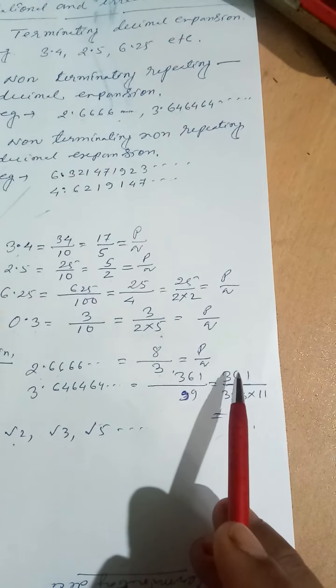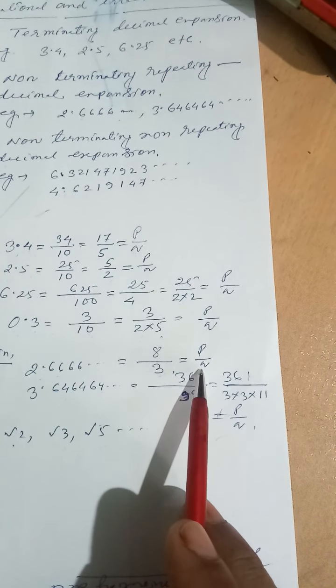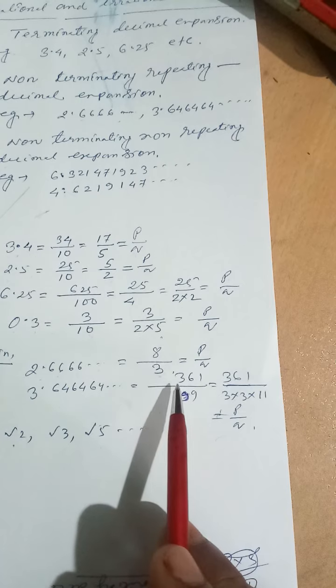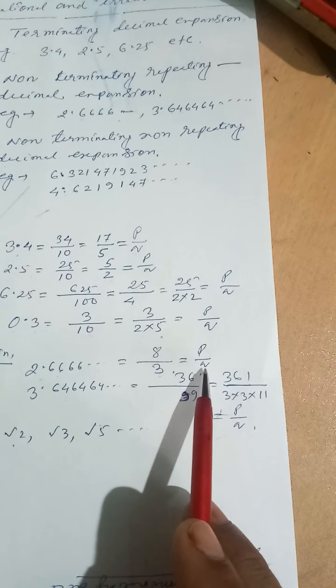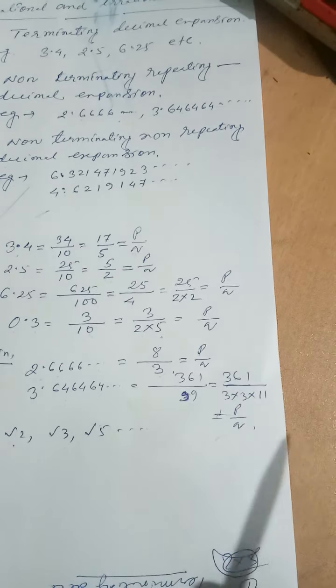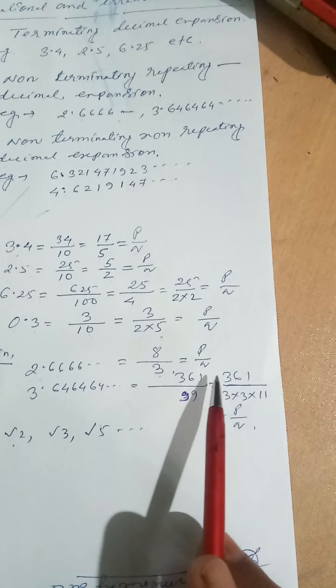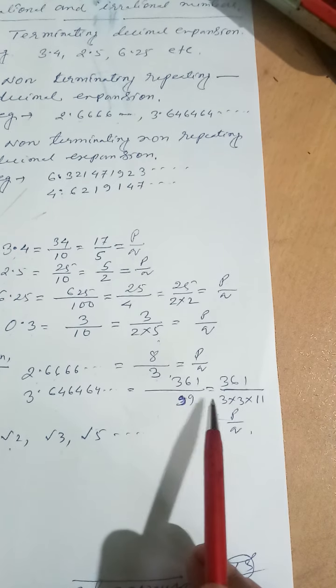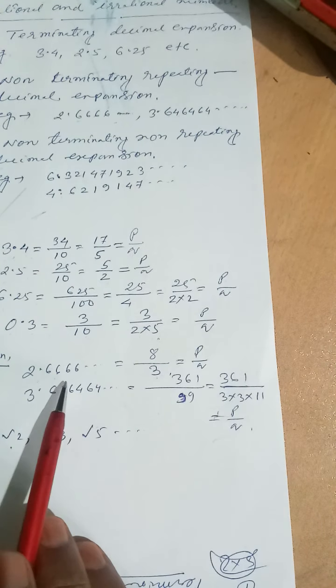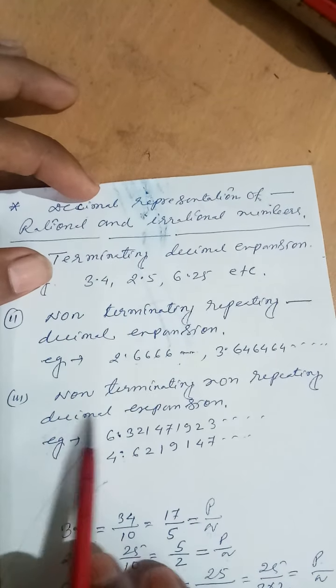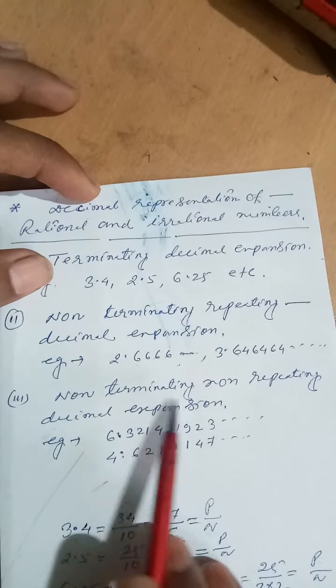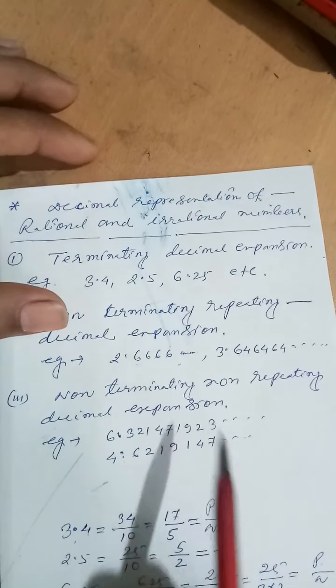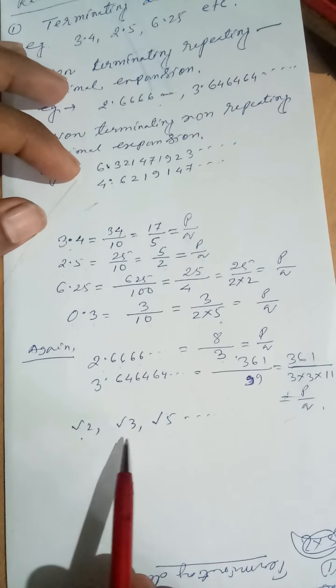Here we can conclude that q is a factor of other than 2 or 5. Therefore the rational numbers where q is a factor of other than 2 and 5, that type of rational numbers gives us non-terminating and repeating decimal expansion. Again, this third kind of decimal expansion, that is non-terminating and non-repeating decimal expansion, is found as irrational number, and it is found in the form of root 2, root 3 and root 5.